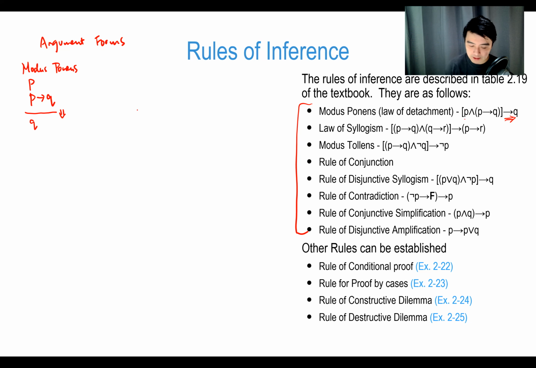As well. Okay, so that's what an argument form is. So that is called modus ponens. Okay, there's another one called modus tollens. So modus tollens is this one, this third one right here.